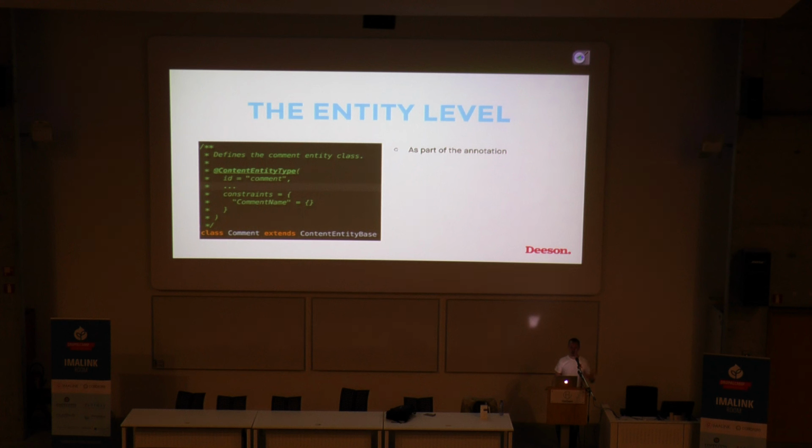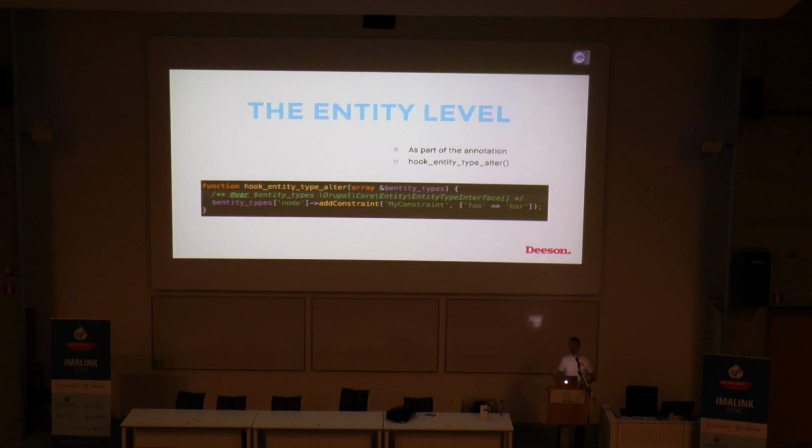Obviously, you're not always defining your own entity types. Sometimes you want to change an existing entity type. For instance, you have a specific use case for validating nodes on your site, so you want to add a validator to the node entity type. But you didn't create that, so you can't really control the annotation. So how do you do it then? Also quite simple. You just invoke hook entity type alter. And then you get the node entity type from the list of all known entity types, and you just call add constraint. You put in the name of the constraint and the options. So for instance, my constraint would take the option foo, and I want foo to have the value bar.